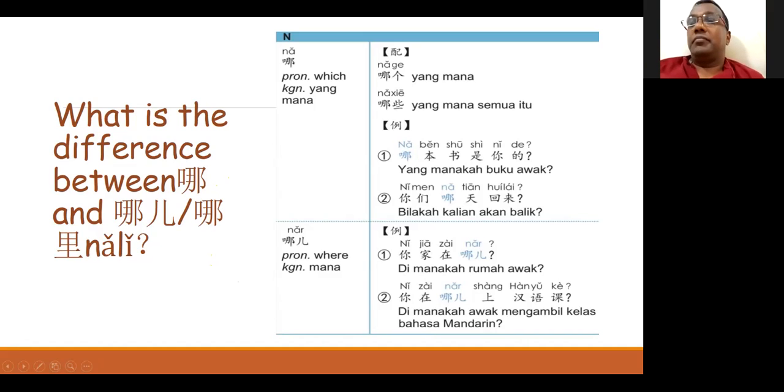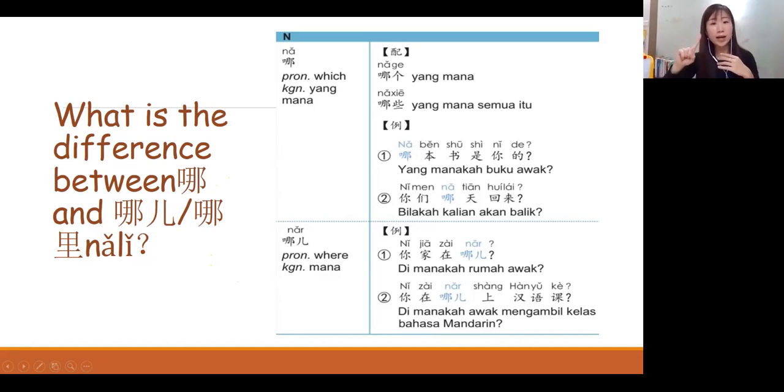This 哪 has two meanings. One is to ask about which one. Another is to ask about where. If asking about which, normally we put the measure word after 哪, so it means which one. So 哪个 is very common. If you want to ask which one, you don't know what it is, you just ask 哪个. 这是哪个？ Which one? Oh, this is the mouse. 哪个? This one, okay.